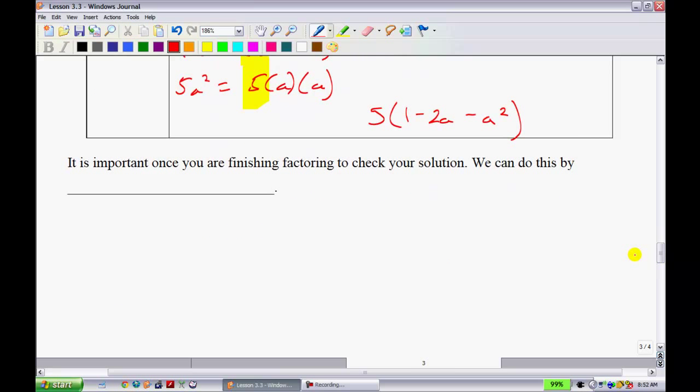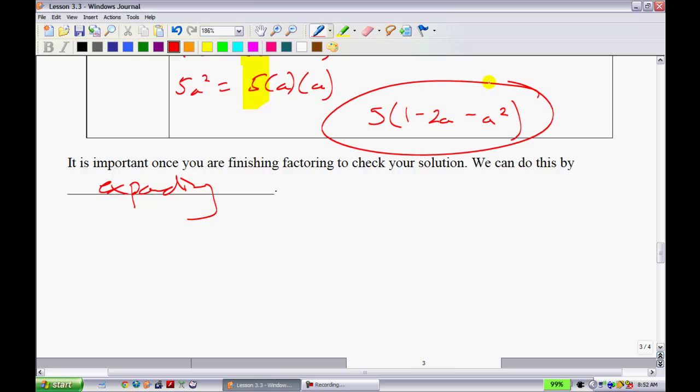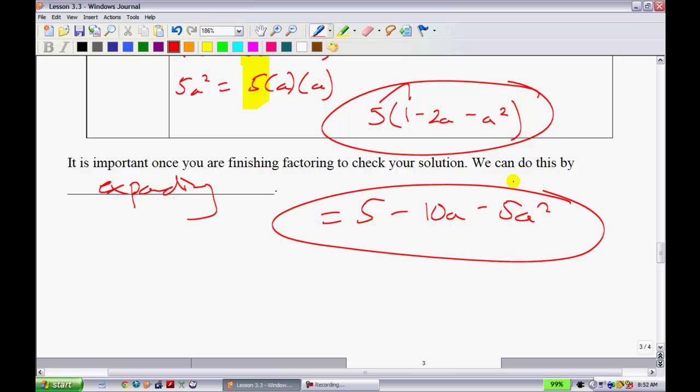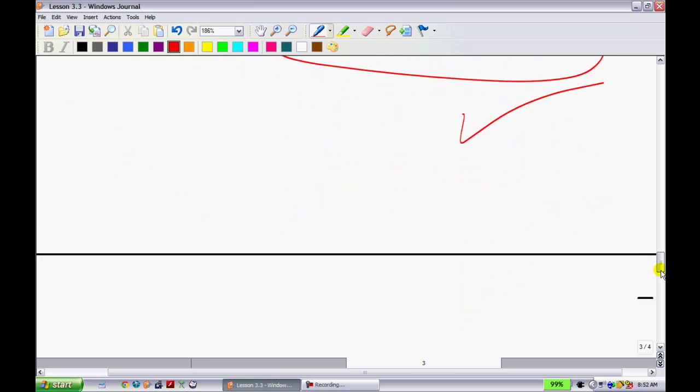All right. So once you're finished here, I want to make sure that you know how to check your solution. And that's kind of what I was just talking about. We check our solution by expanding. So if I was to take what I have right here and expand it, you'll see I would have 5 times 1 is 5 minus 10a minus 5a squared. If you ever expand something and you do not get to the original question, then it means something has gone wrong. So this time it worked out, so I know that I got it right.